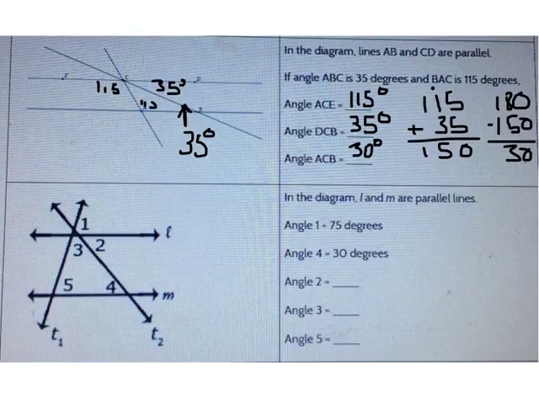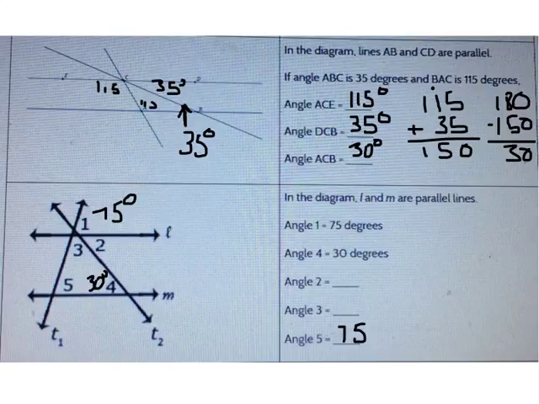Let's do another together. Angle 1 equals 75 degrees and angle 4 equals 30 degrees. What are angles 2, 3, and 5? Well, let's look at angle 5. Angle 5 is a corresponding angle to angle 1. So, angle 5 is equal to 75 degrees.